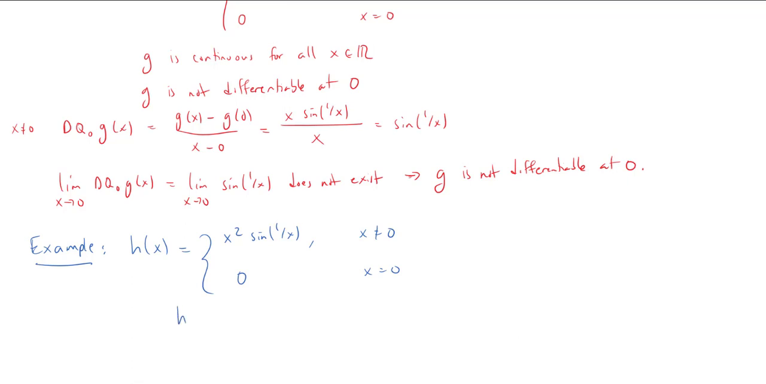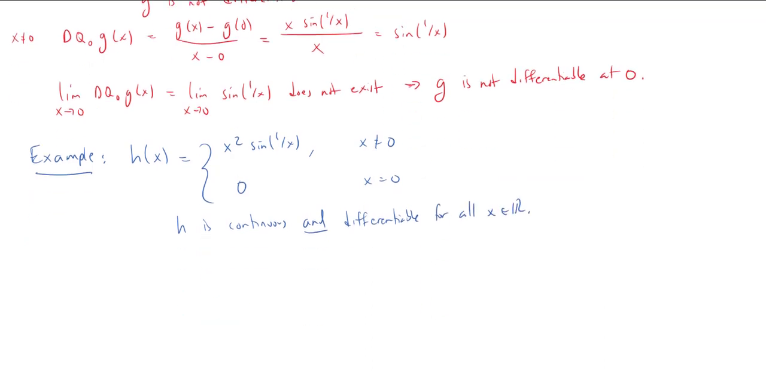Okay, so in this case, h is going to be continuous and differentiable for all x. Now, using things like the product rule and the chain rule, we're going to be able to compute an explicit derivative for h for all x. But in this video, I just want to focus again on the point 0. Okay, so let's assume x is not 0, and let's compute the difference quotient of h at x.